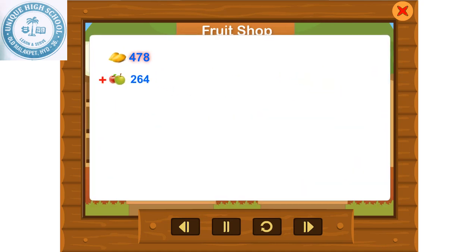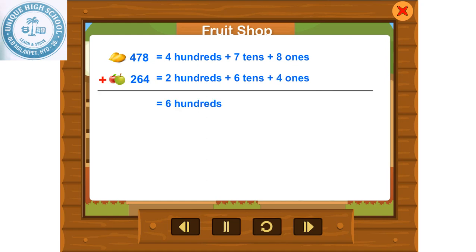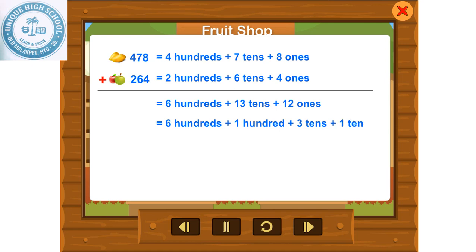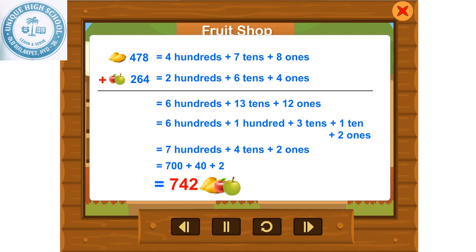Yes, sure. Look, 478 plus 264 is equal to 400s plus 7 tens plus 8 ones plus 200s plus 6 tens plus 4 ones is equal to 600s plus 13 tens plus 12 ones is equal to 600s plus 100 plus 3 tens plus 1 ten plus 2 ones is equal to 700s plus 4 tens plus 2 ones is equal to 700 plus 40 plus 2 is equal to 742. Is it correct, Mango Box? Yes, you are right. Thank you.